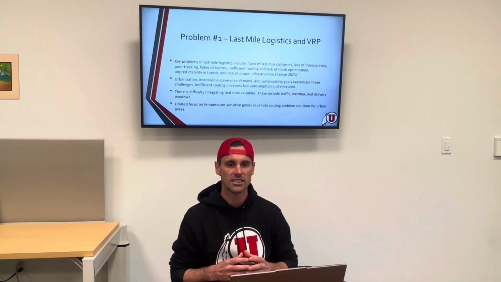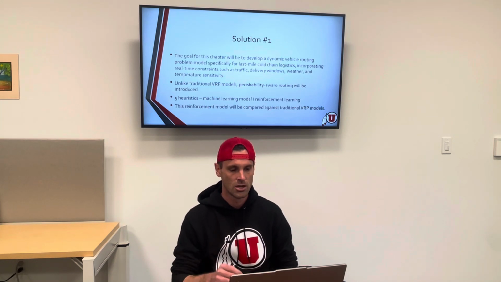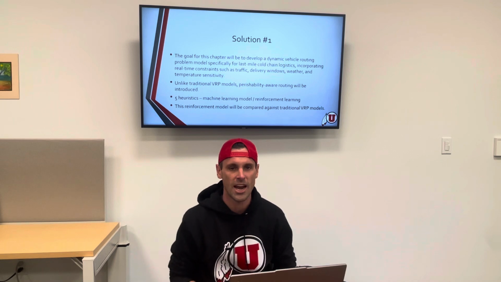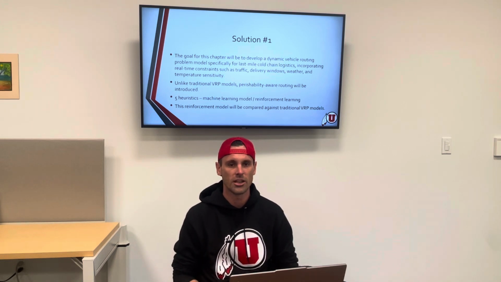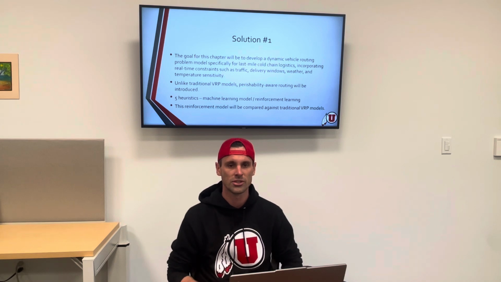Urbanization, people moving to cities, increased e-commerce demand, and increased fuel consumption, as well as increased carbon emissions, all exacerbate these challenges. And there's difficulty integrating real-time constraints as well as perishability constraints. The solution for this is to develop a dynamic vehicle routing model that includes delivery windows, traffic, weather, and temperature control. And unlike traditional VRP models, we're going to introduce food-related constraints to this.